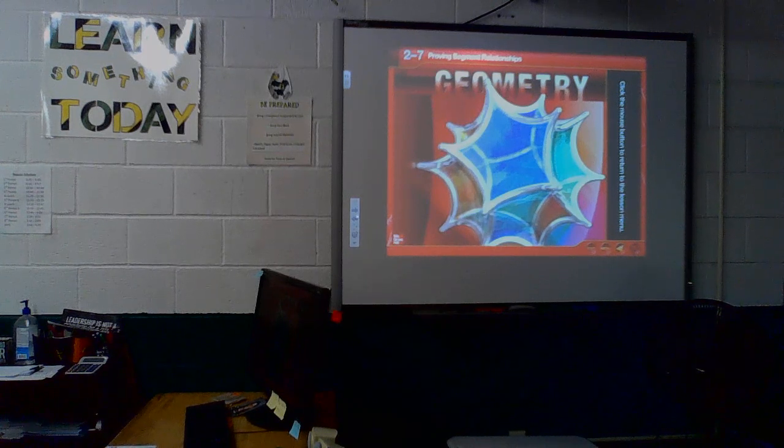So on page 147, if you look at number 1, notice my given up on top. And then over on the right-hand side, you see the figure. Okay? So again, look at it. LK is congruent to NM.